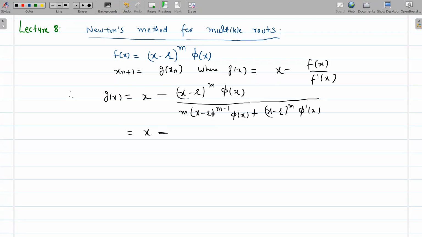You can simplify this g further. Take factor (x minus r) power m minus 1, this will cancel out. So after cancelling the factor, you have (x minus r) phi of x, then m phi of x plus (x minus r) phi dash x. So this is my g. Okay, and we already know the convergence result of fixed point.